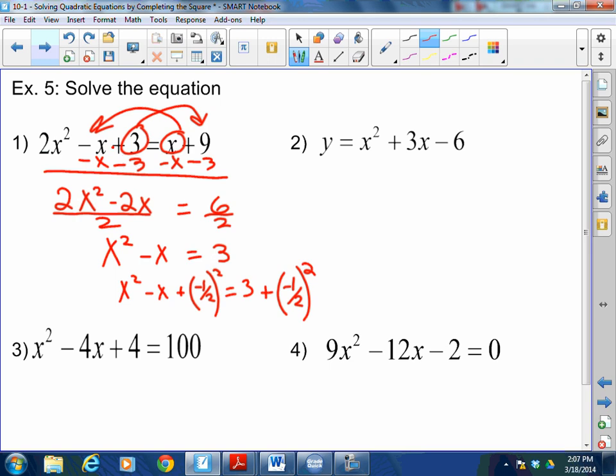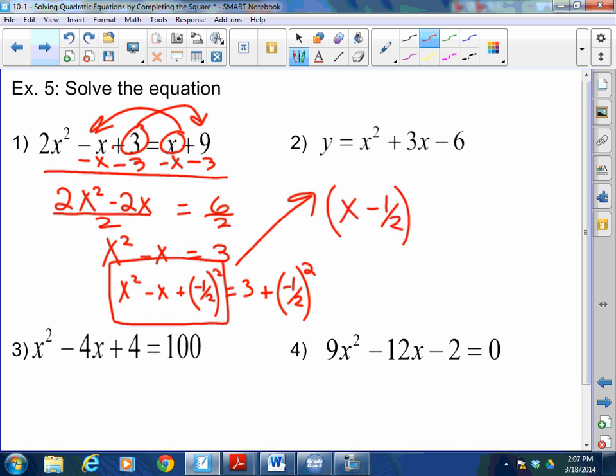Okay. Now, let's finish over here so I have more space. Let's go ahead and factor this bad boy out. What does that factor to? X minus 1/2 squared. Beautiful, guys. That's going to equal 3 plus negative 1/2 squared, which is 1/4. This goes to 4. That goes to 12. So I've got x minus 1/2 squared equals 13/4.